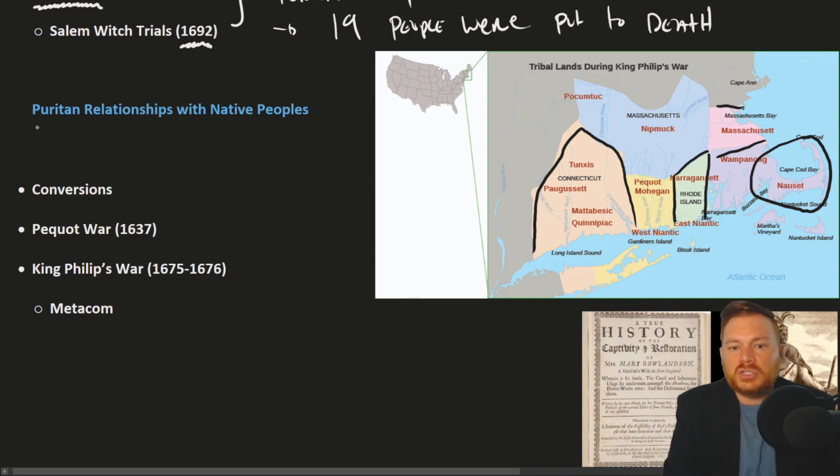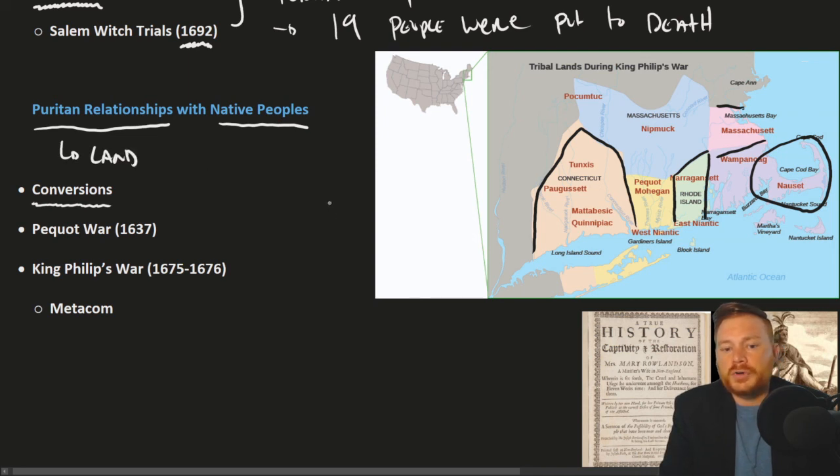The Puritan relations with the Native Americans were sort of similar to the relationships in the Southern colonies. That's one thing that the New England and Chesapeake colonies have in common, is that they both have contentious relations with the natives. Part of that is because of conversions, but also a lot of it is because of the fight for resources like land. Two wars in particular in this very early period: the Pequot War of 1637. This ended up being an English victory.